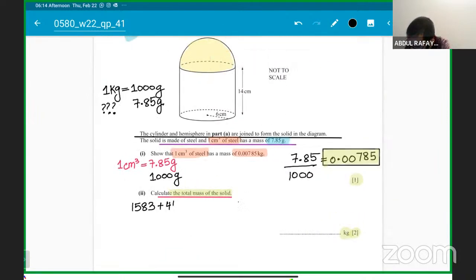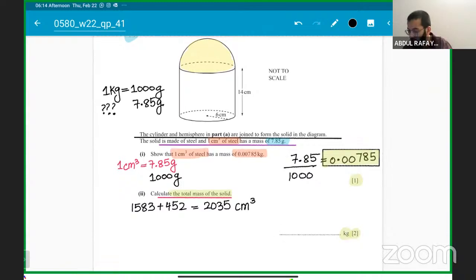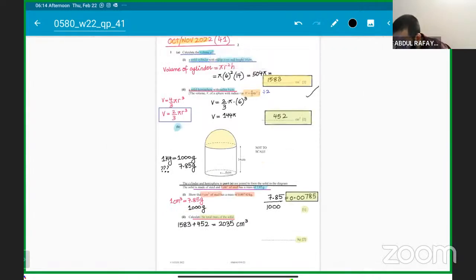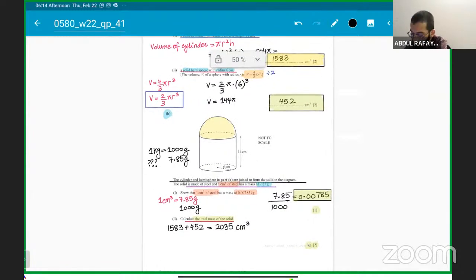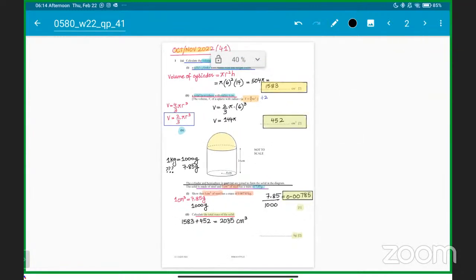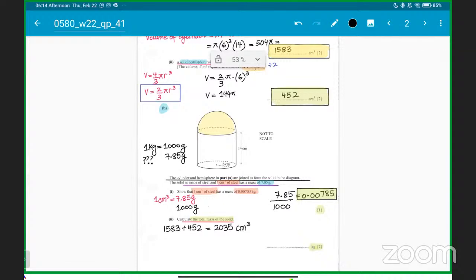Is everyone there with me? Volume of hemisphere and volume of cylinder we have calculated. We are going to add them. So this is basically 1583 plus 452. That is coming 2035 centimeter cube. This is the volume of the whole solid. Is everyone getting it? 2035 centimeter cube is the volume of the whole solid.